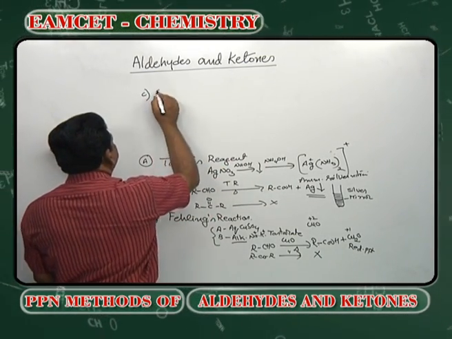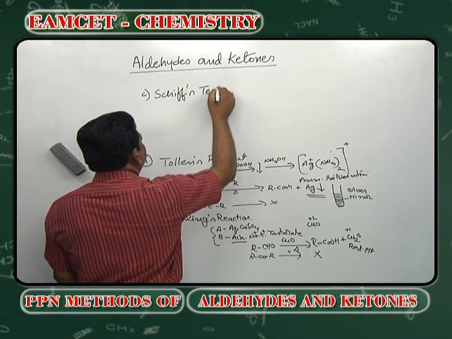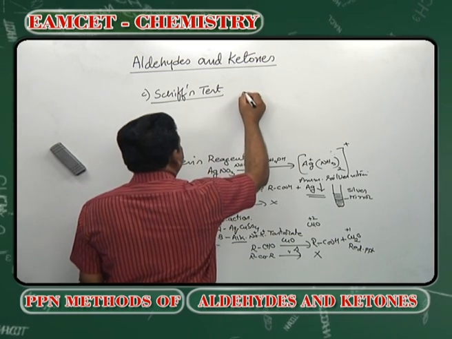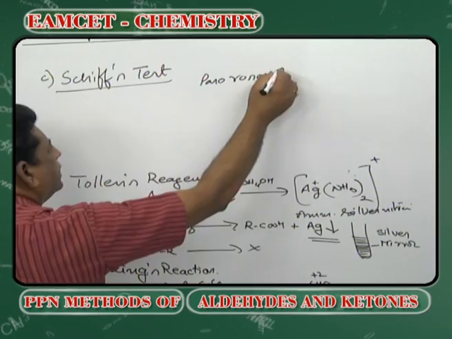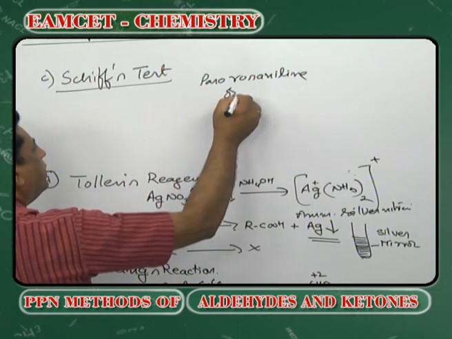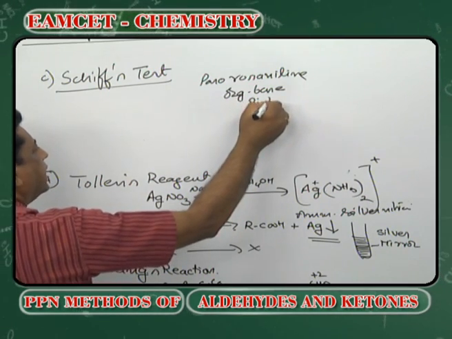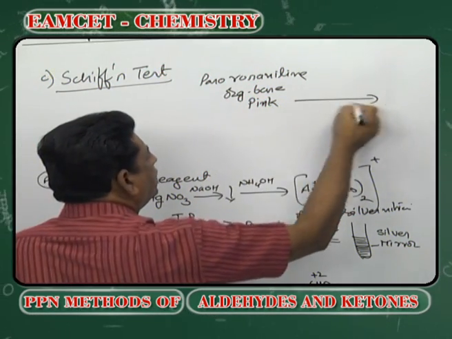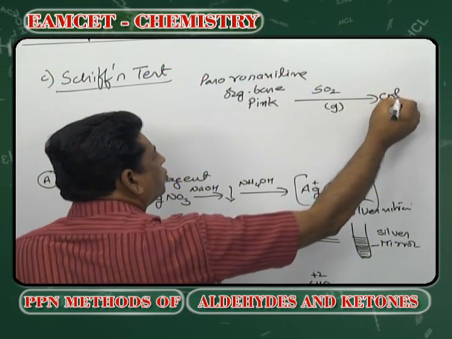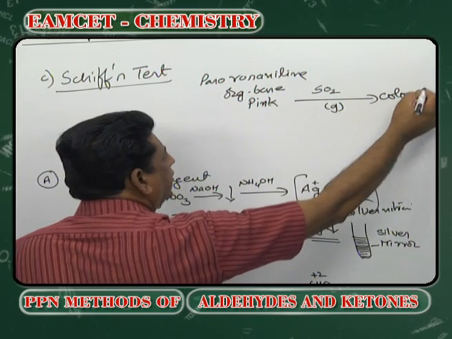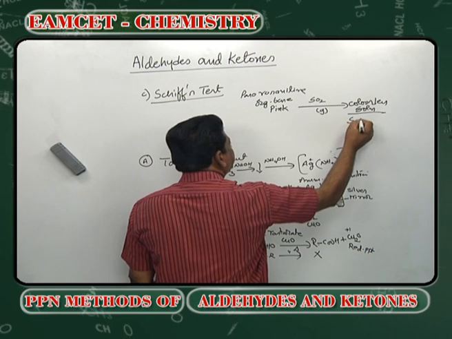Schiff's test, or Schiff reagent. Schiff reagent is based on para-rosaniline, an organic base which is pink in color. When I add sulfur dioxide gas to this pink solution, it becomes a colorless solution. This colorless solution is known as Schiff reagent.